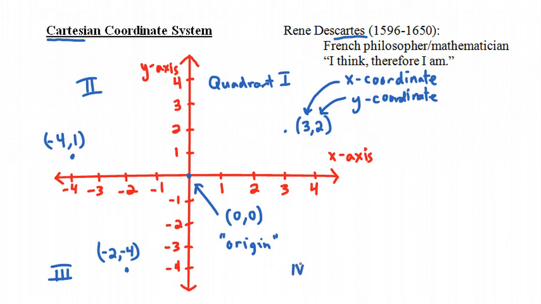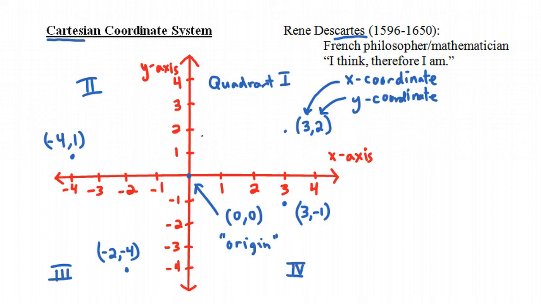In quadrant 4, the first coordinate of any point will be positive, and the second coordinate will be negative. For example, the point 3, -1 is right here. So the quadrants are numbered beginning in the upper right corner and moving in a counterclockwise fashion until you get to the lower right corner.